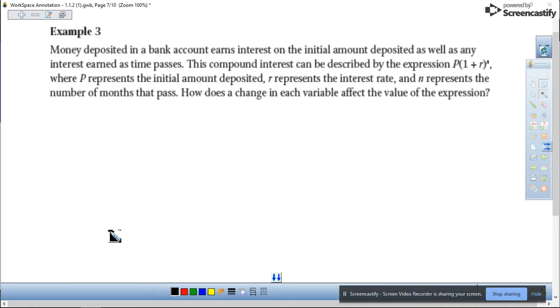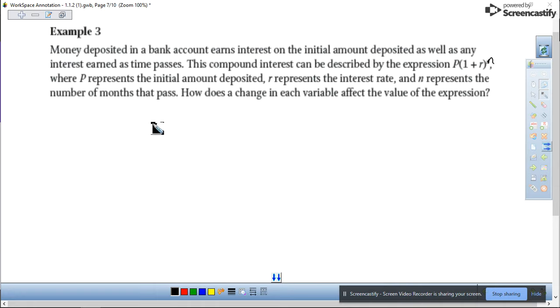n power. I know it's kind of hard to see that n, so I'll add a little n up there so it's a little easier to see. P represents the initial amount deposited, R represents the interest rate, and n represents the number of months that pass. How does a change in each variable affect the value of the expression?